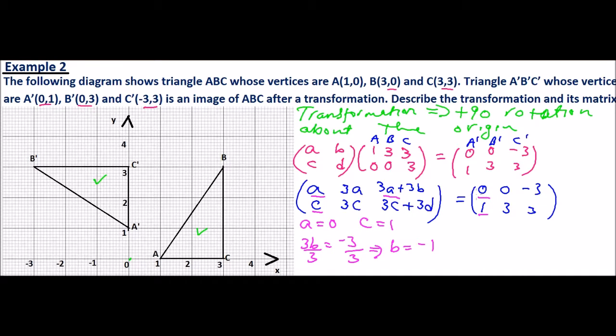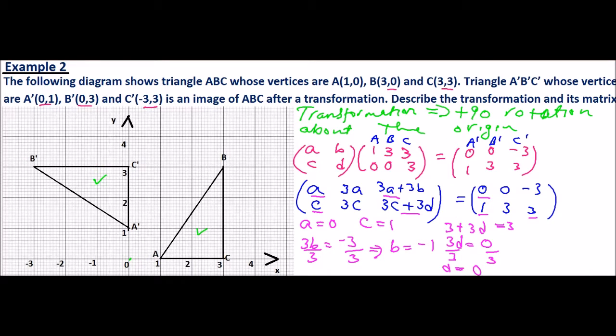So we are left with D. We have already said that our C is equals to 1. So this is 3 times 1, that will remain 3, plus 3D is equals to 3. So we take 3 to the other side. We have 3D is equals to 3 minus 3 will give us 0. Divide by 3, both sides divide by 3. It means our D is equals to 0.